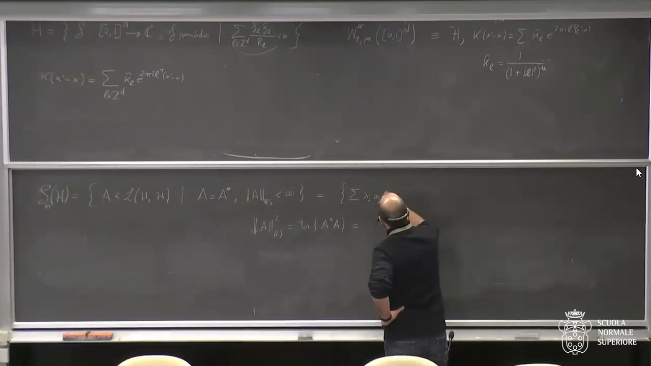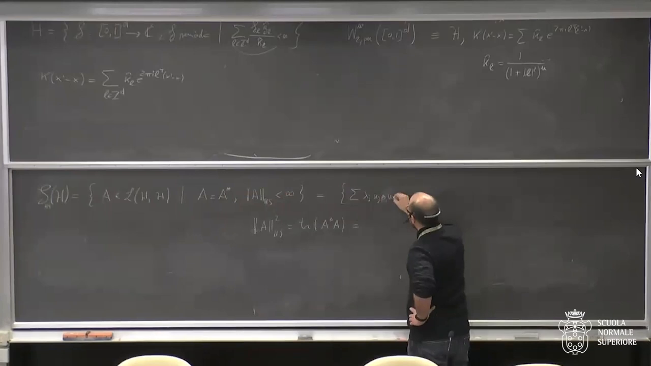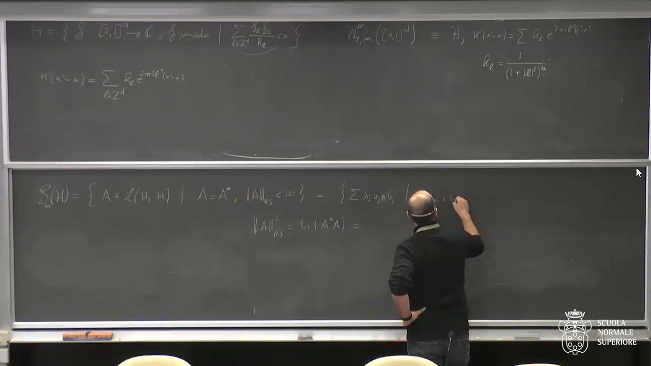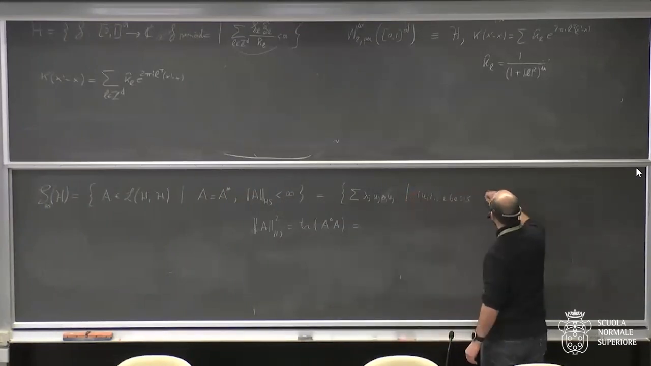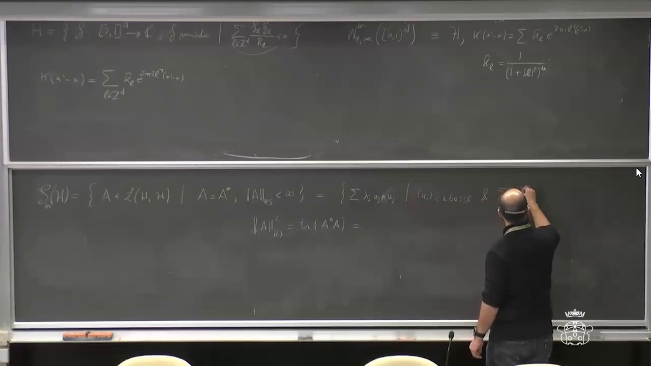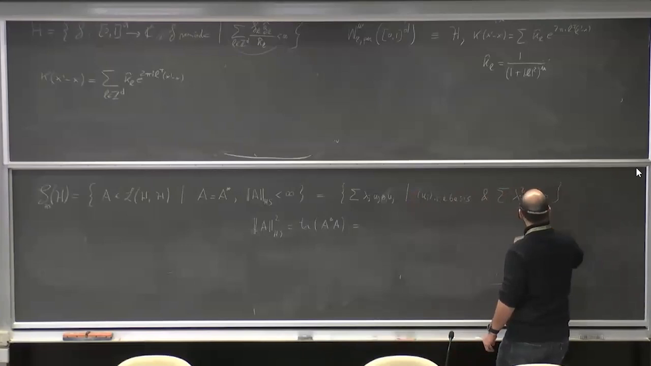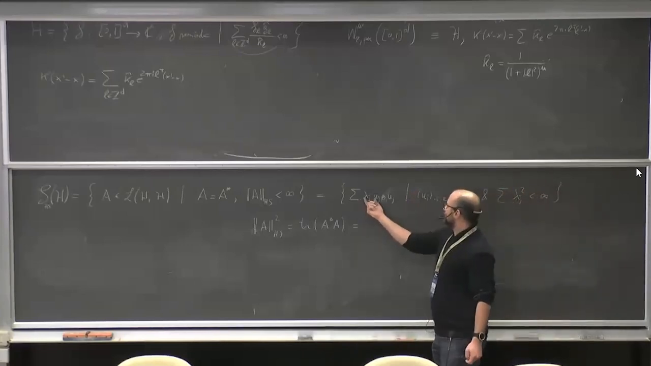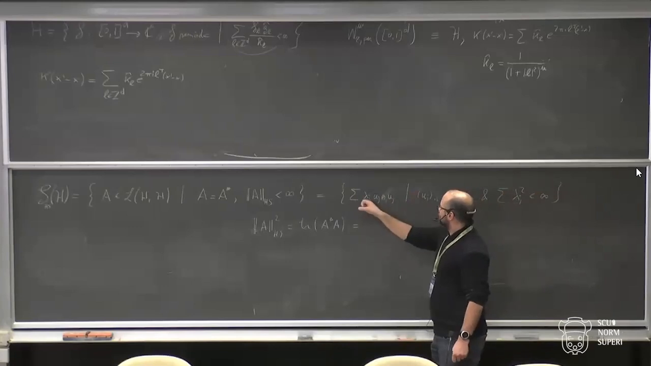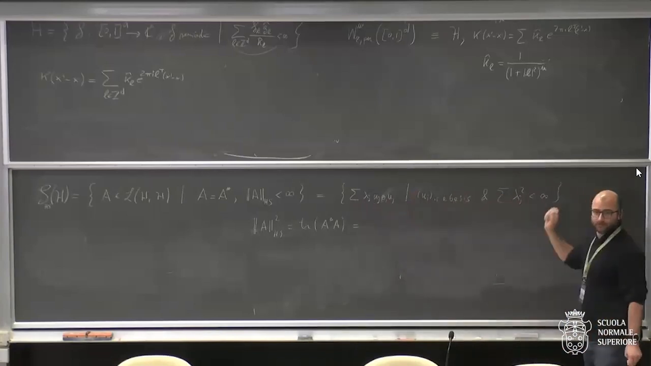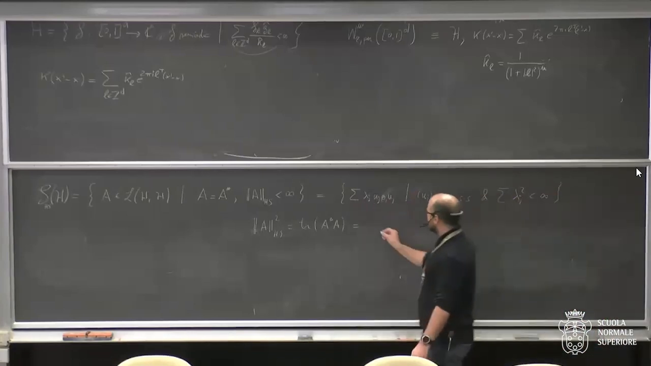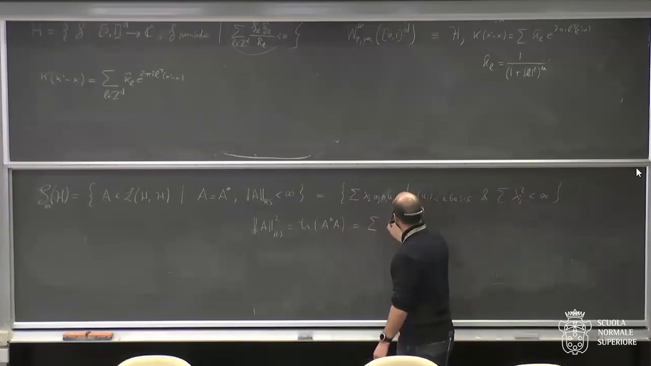Okay, so let's fix a notation for the outer product. We can take this one if it's okay for you. So these are all the operators that can be written in terms of a basis, that admit an eigen decomposition, and the eigenvalues are square summable. This is indeed easy to prove.